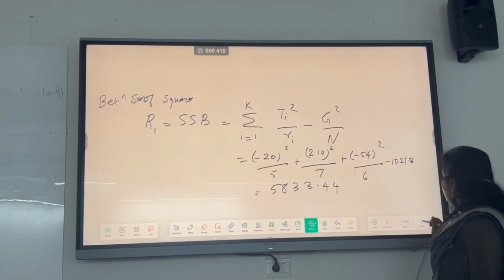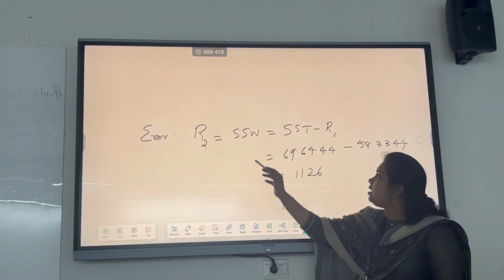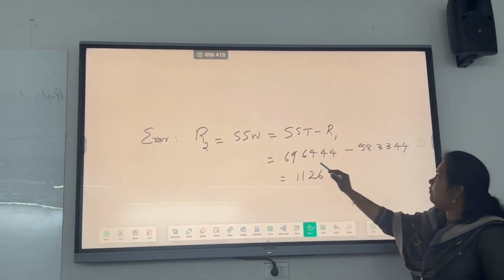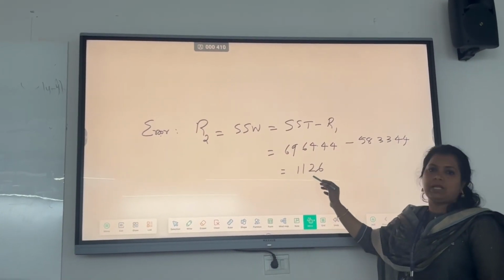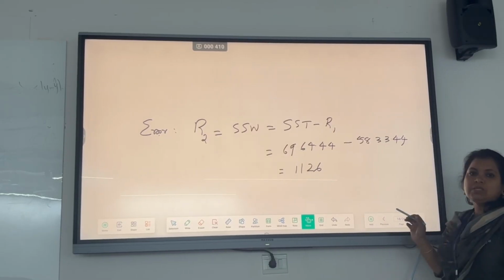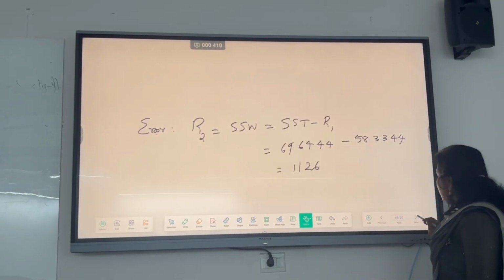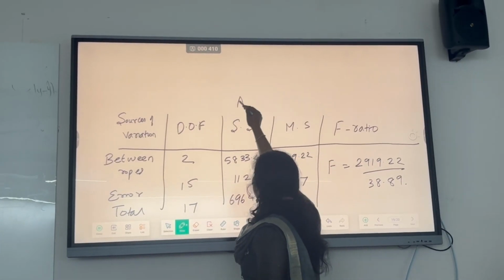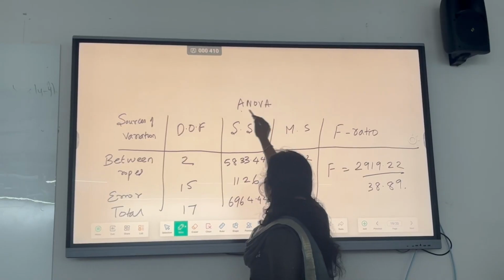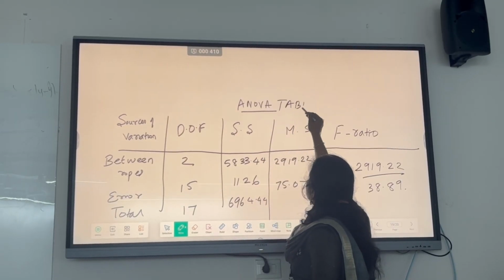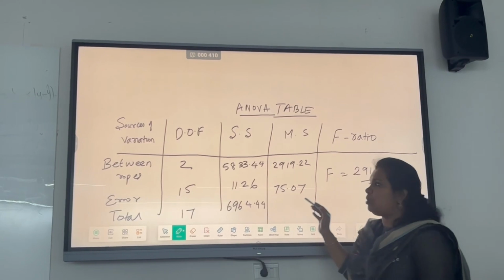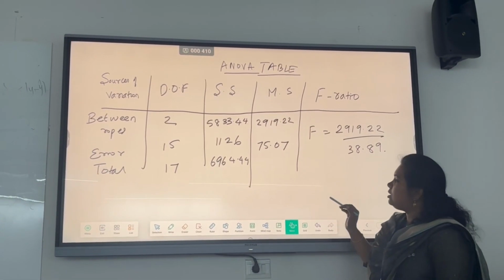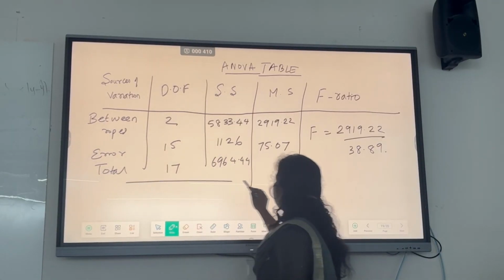Next we are going to calculate the error sum of squares, SSW, which is SST minus SSB. We have already calculated both the values, so subtracting, you will get this. After knowing this, we can go and find out from the ANOVA table. So this is the ANOVA table for the one-way classification. Now we can write all the values we calculated from the previous formulas.